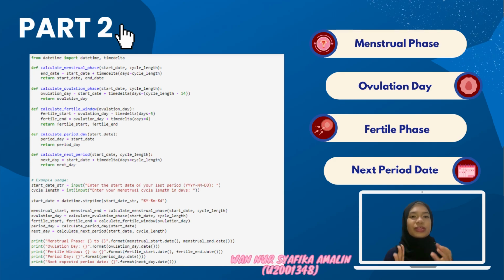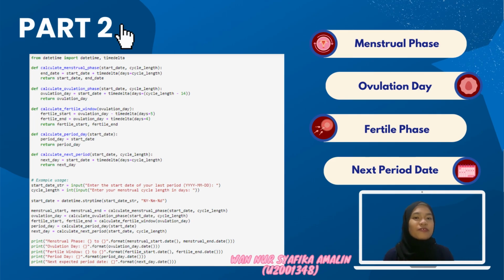For the second part, we need to get the user to enter the first day of their last period and their menstrual cycle length in days. It then calculates the dates for the menstrual phase, ovulation dates, fertile window phase, and expected date for their next period based on the given input. For the ovulation date, it can be calculated by summing up the first day of their last period with their cycle length and subtracting 14 days.